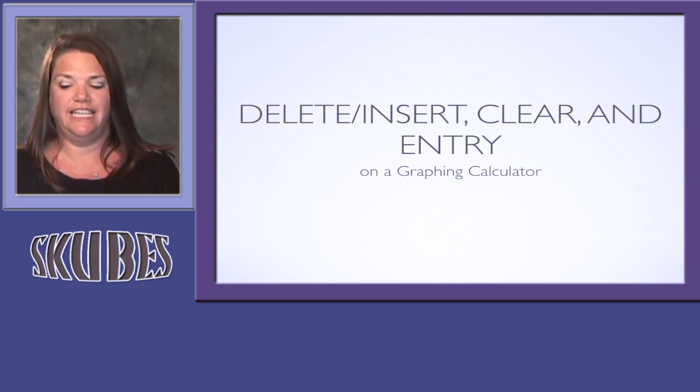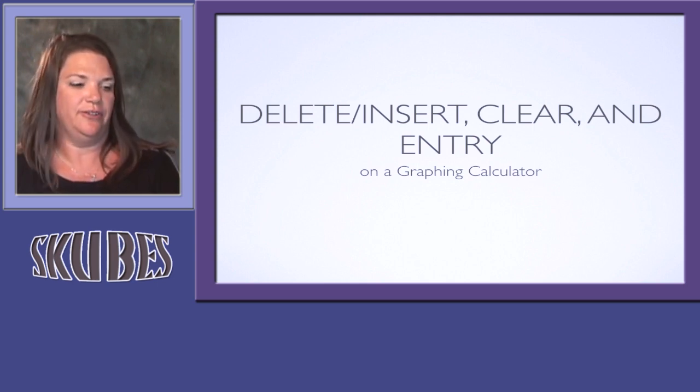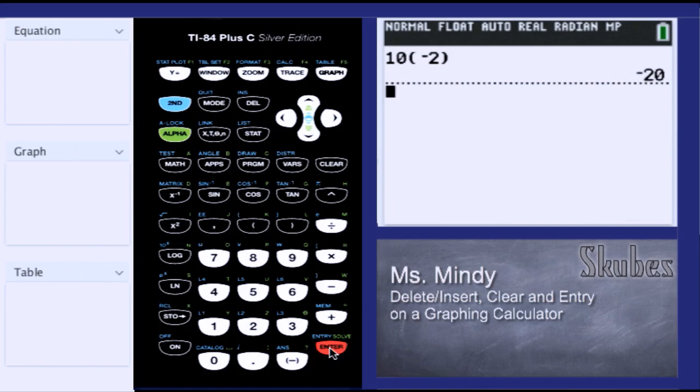Welcome to the lesson on delete, insert, clear, and entry on the graphing calculator. Let's start with 10 multiplied by negative 2, which is already on the screen as negative 20. Suppose that you mistyped it and decided that no, I meant to type in 10 times 2. The way to correct your error is to use the delete or insert button. We also are going to use the entry button.